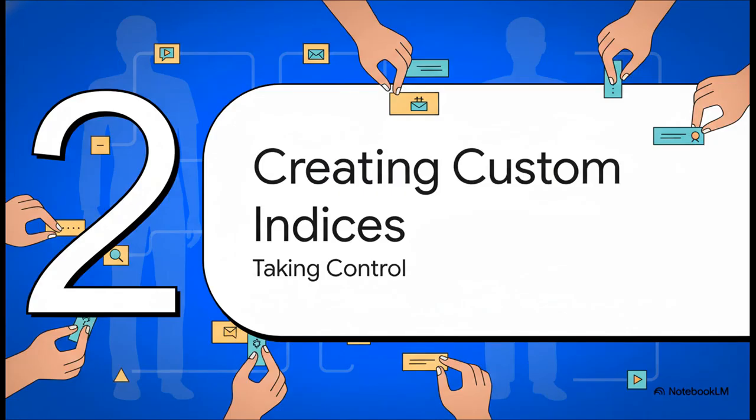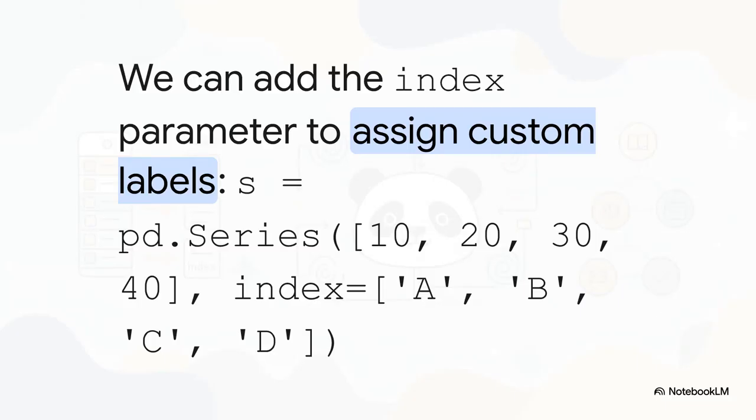But this is where the real power starts to show. Why would you ever settle for generic numbers when your labels can actually describe your data? It's time to take control and create our own custom indices. The code looks almost identical, right? But there's one crucial difference, that index parameter. This is us explicitly telling Pandas, hey, forget the default numbers. We want to use these meaningful labels, A, B, C, and D, as the new addresses for our data.